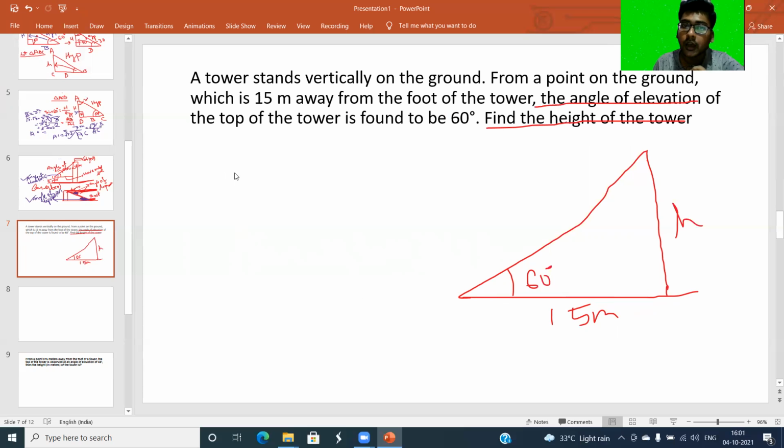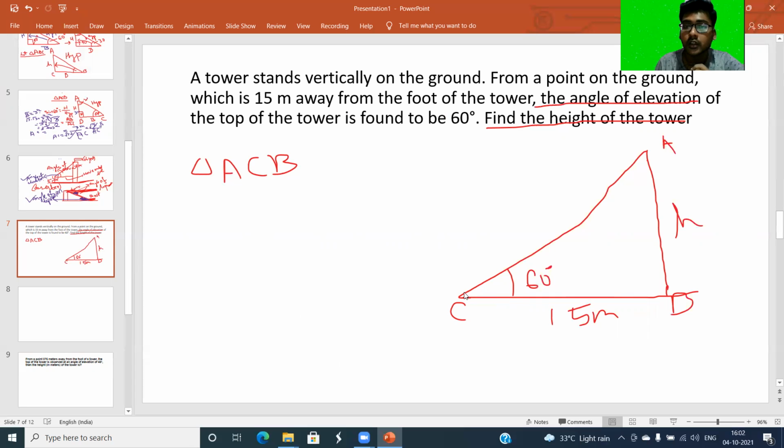We get sine, let it be A, B, C. Let A, C, B. Okay, we are taking tan, we are not taking sine 60 degree.